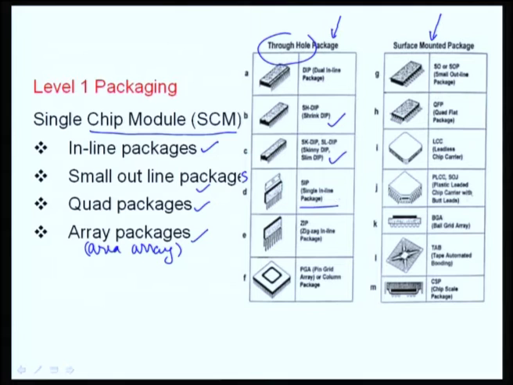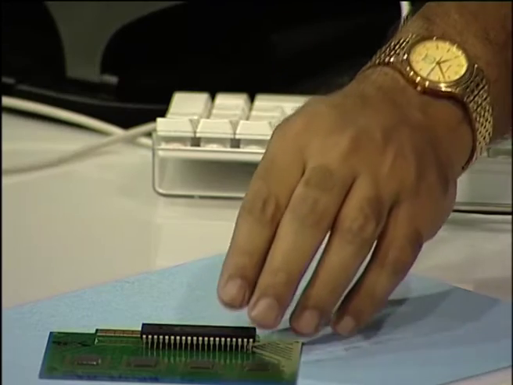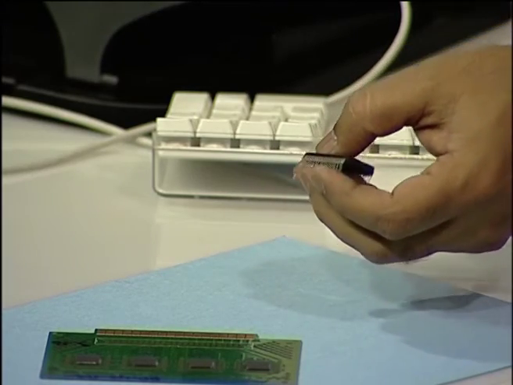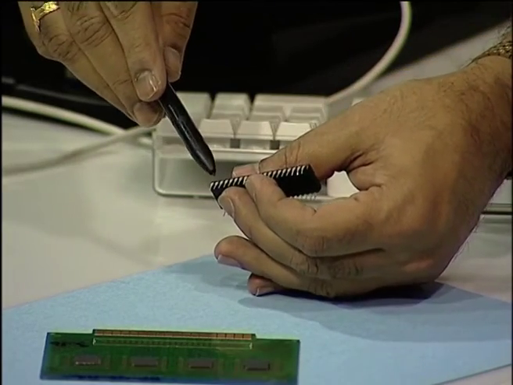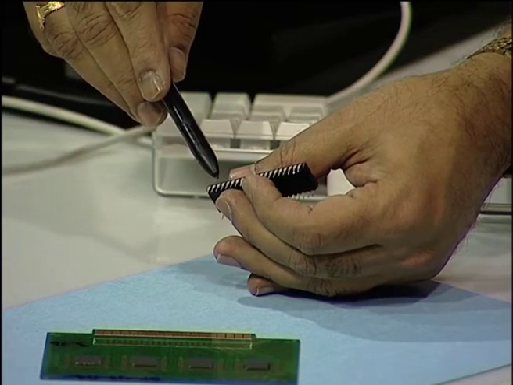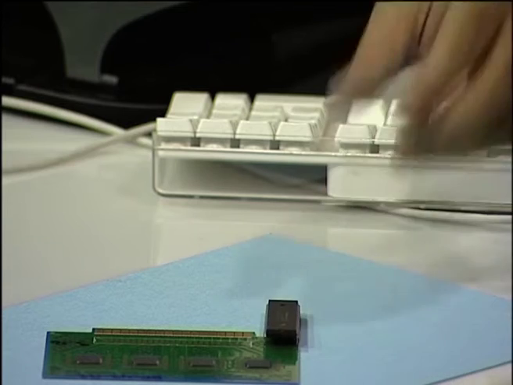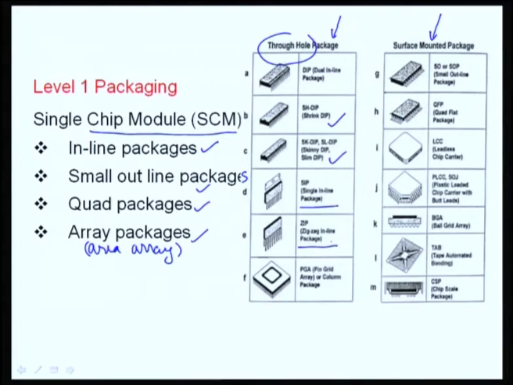Then comes a category called zip, zigzag inline package, which basically contains two rows, but the pins are in a zigzag form. That means, if you have two pins continuously here, the third pin will be in between these two pins, but in a different row. Okay. So, this is known as zip package.